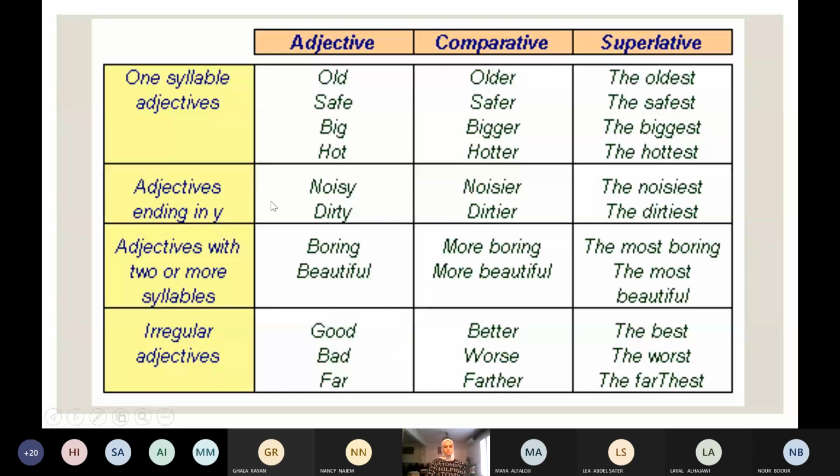Adjectives with more than two syllables: boring, more boring; beautiful, most beautiful in the superlative, more beautiful in the comparative. Irregular adjectives: good, better, best. But when we were young, we used to learn it like good, better, best. Bad, worse, worst. Far, farther, the farthest. Okay, so let's solve question number 1 in your book.